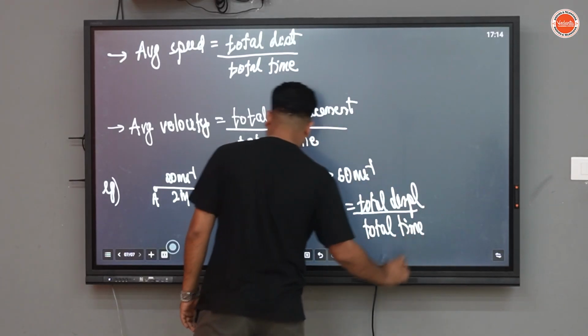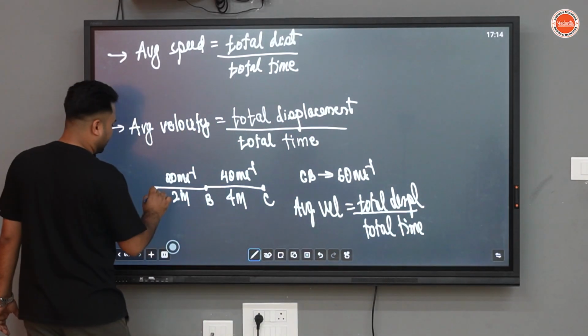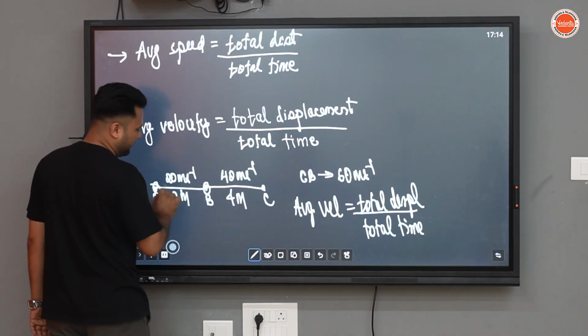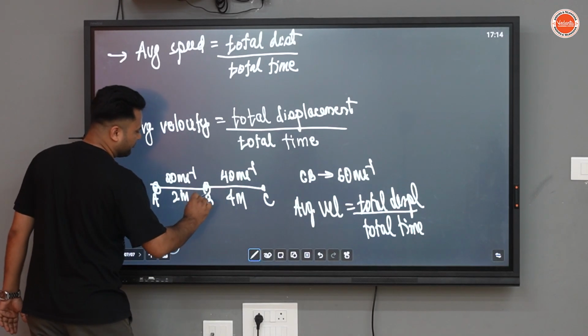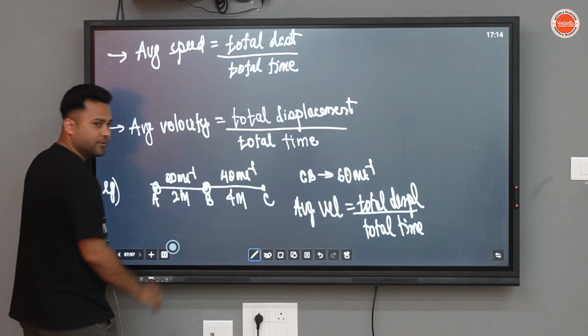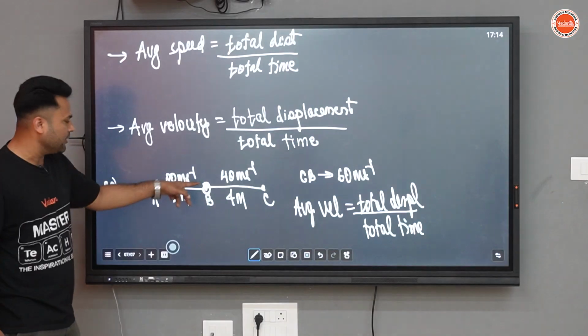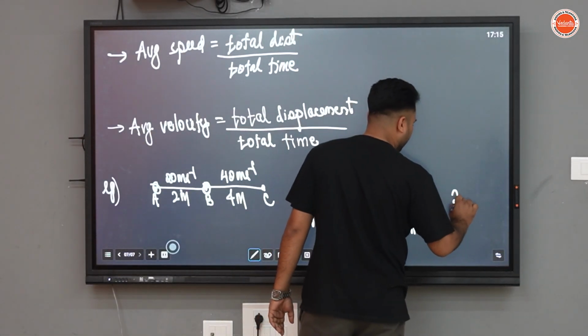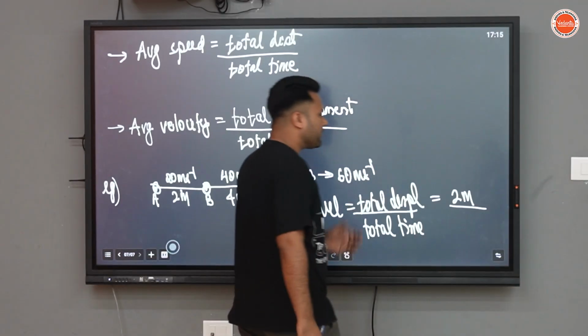Now displacement if I see, so this person started from here, and he ended the trip here. He went there and he came back. So final position is this. So total displacement is what? From here to here, this is what? 2 meter. So total displacement 2 meter by total time.